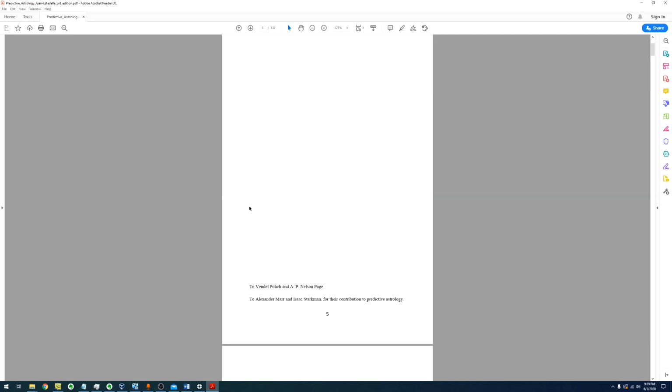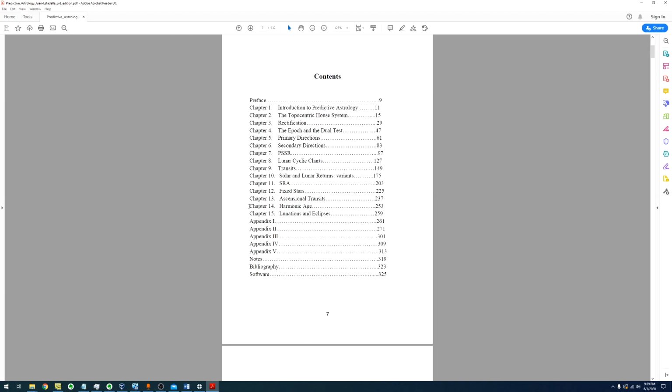Now, this technique reached its maximum efficiency with the discovery of the topocentric house system. You could read more about it in this book, which I have a link for in the description.